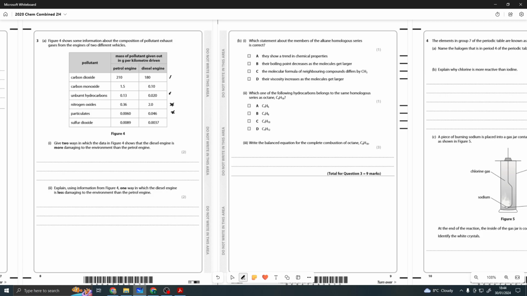Particulates, it's worse. It contains 0.046 instead of 0.006. Now you might think, hey, 60 is a bigger number than 46, but you've got to watch the number of zeros there. So basically it releases more nitrogen oxides and more particulates.